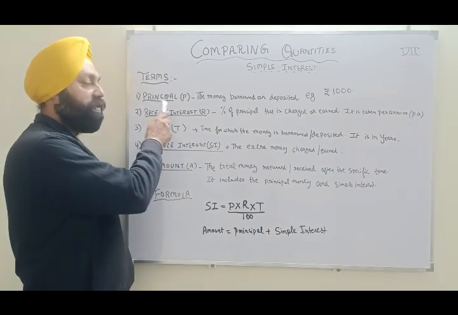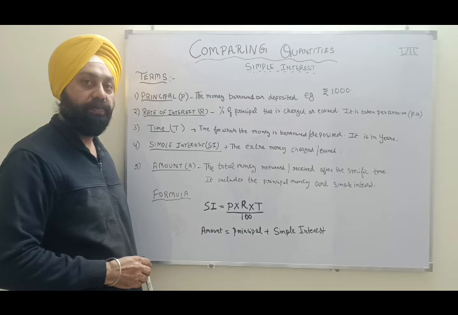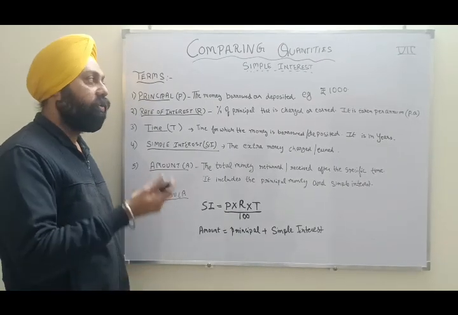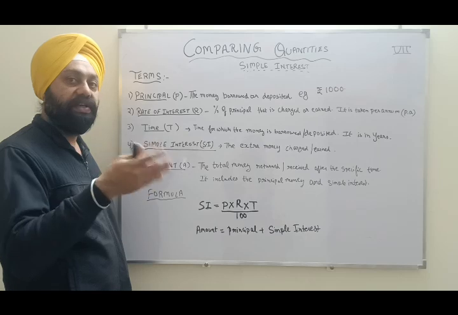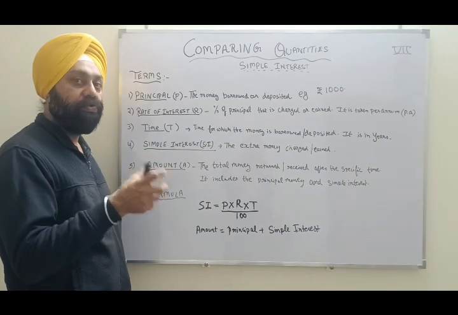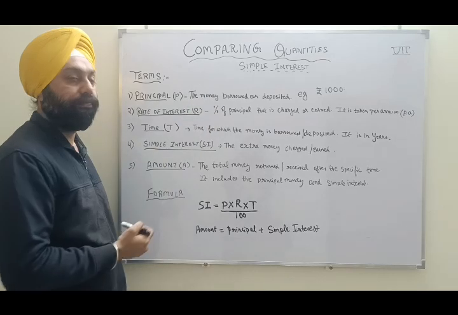So first term is principal or P. Principal is basically the money which is borrowed or deposited. Suppose you have borrowed 1000 rupees from your friend or you have deposited 1000 rupees in the bank. So that money which you have borrowed or deposited, that is known as principal.